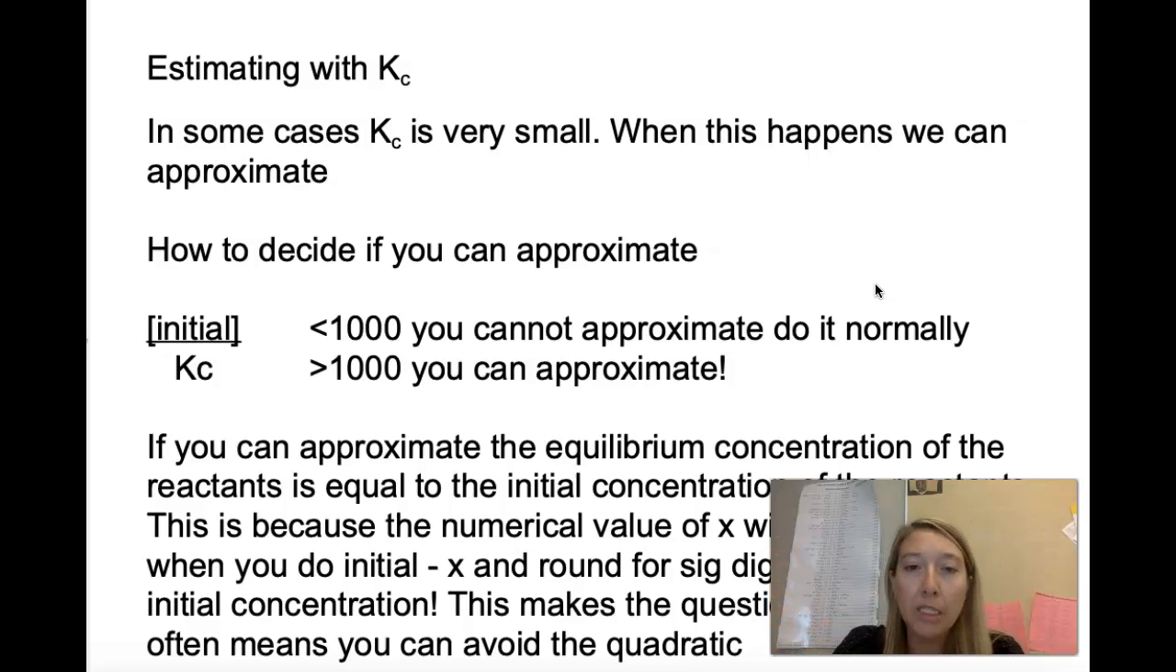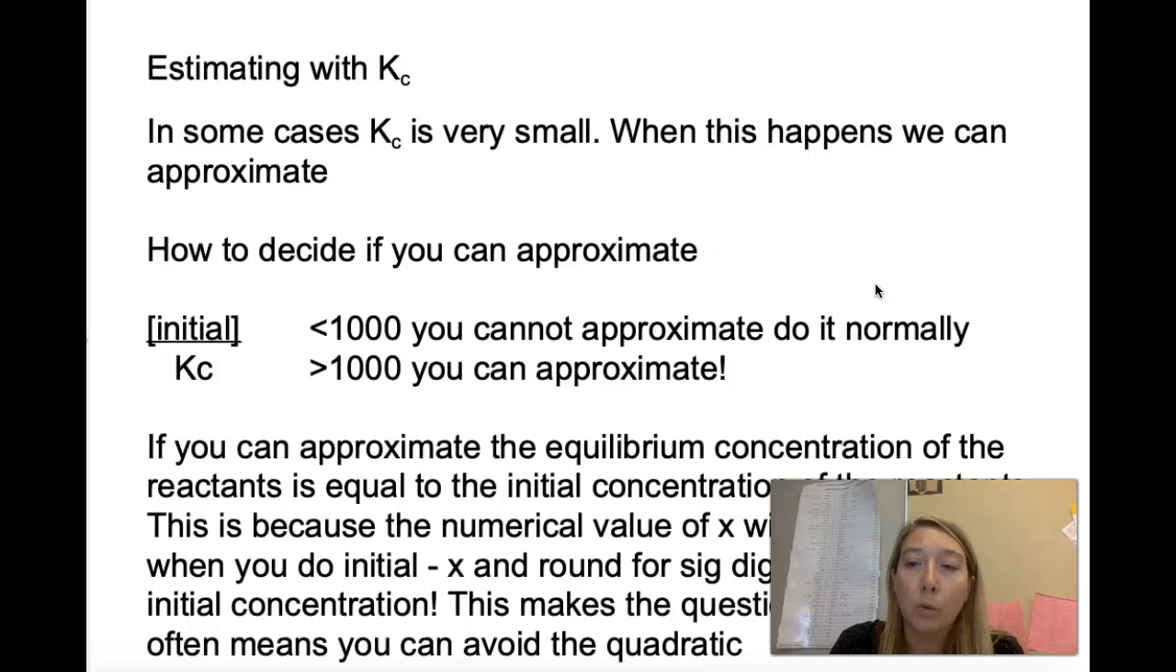So what this means is we can do something to make these questions a little bit simpler. We're going to do what we call the approximation method. In the approximation method, we say that because K is so small, the initial concentration of the reactant is going to be the same as the equilibrium concentration of the reactant. This isn't true for the product because we will make some. It's just going to be a really tiny number.